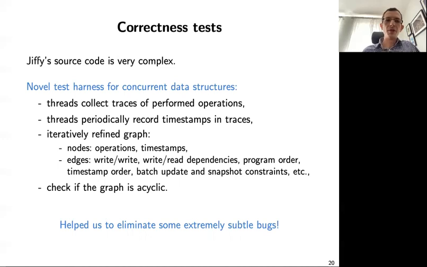So for instance, we consider write-write and write-read dependencies, program and timestamp orders, and some constraints related to batch updates and snapshots. We iteratively refine the graph to make it as dense as possible by deriving new edges. And finally, we check if the graph is acyclic. If the graph contains a cycle, then the implementation certainly is not linearizable.